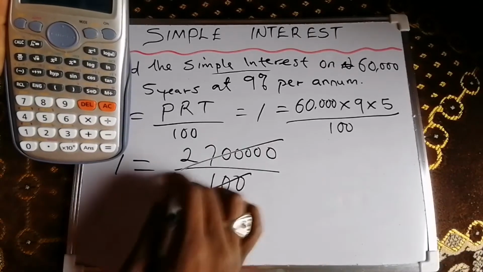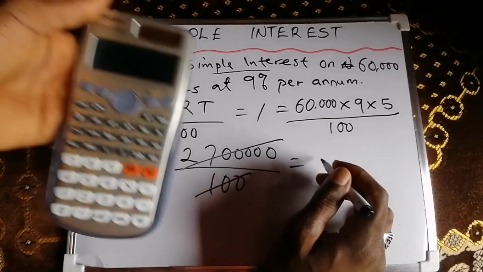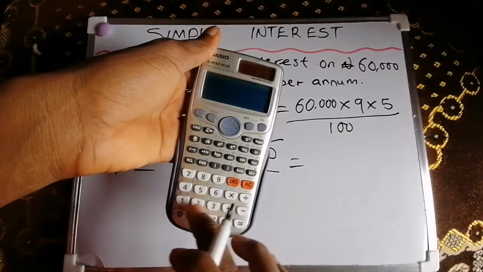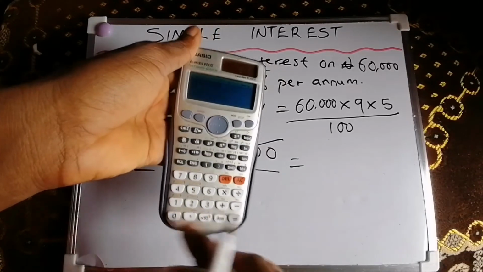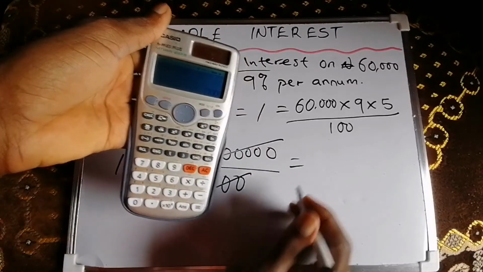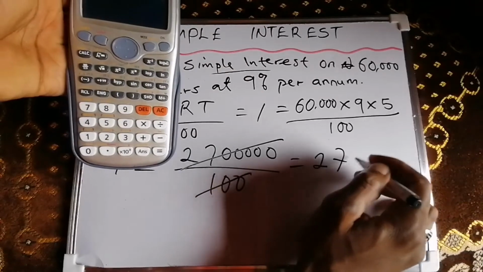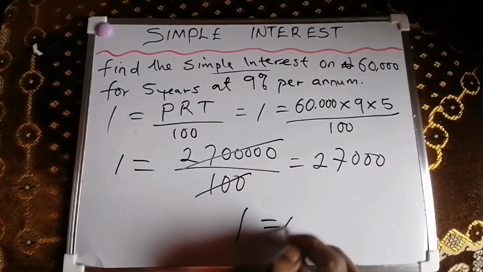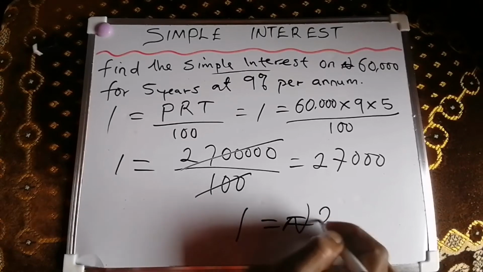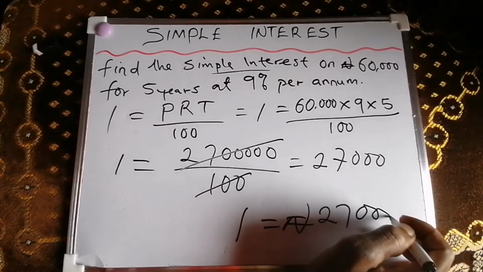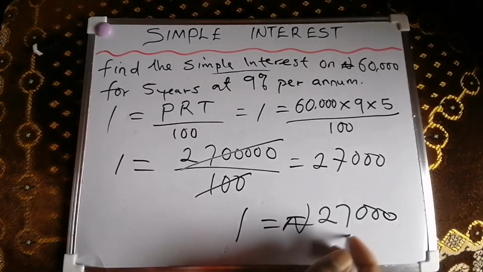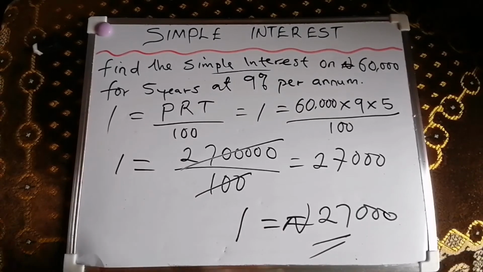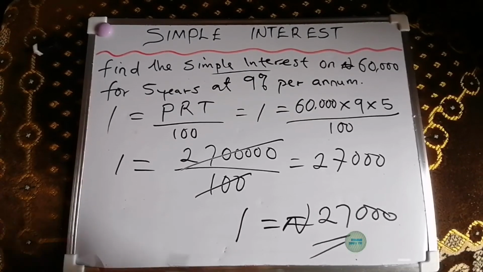So this divided by this, your answer equals, therefore dividing by 100, we are having 27,000. So our interest equals 27,000 naira. That is our final answer. So we have gotten our interest.